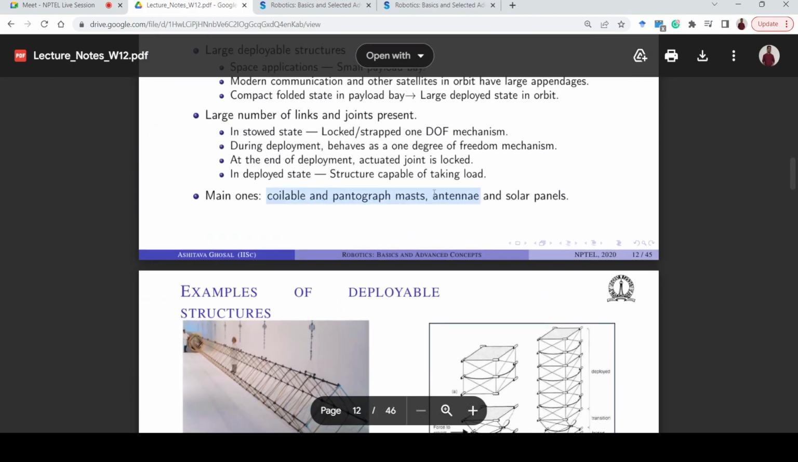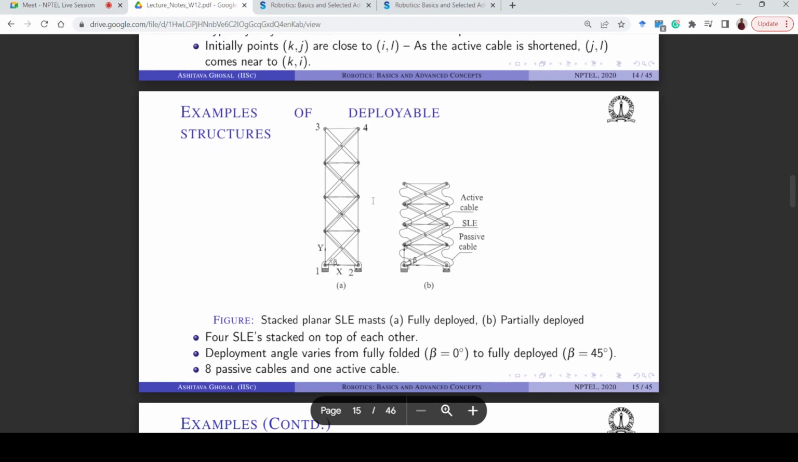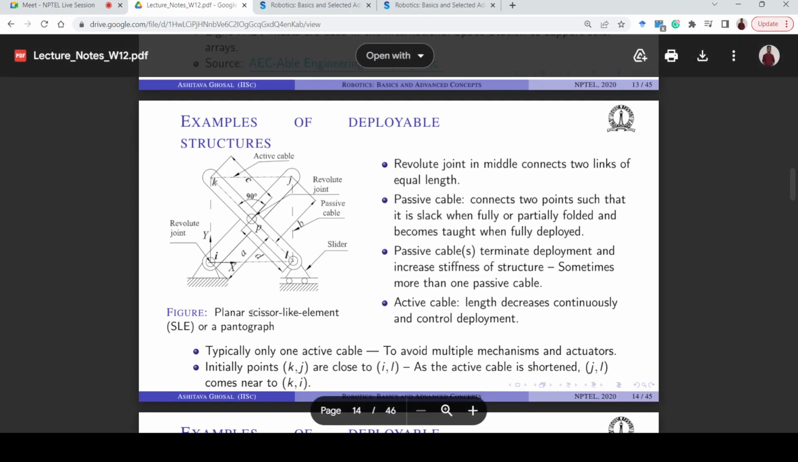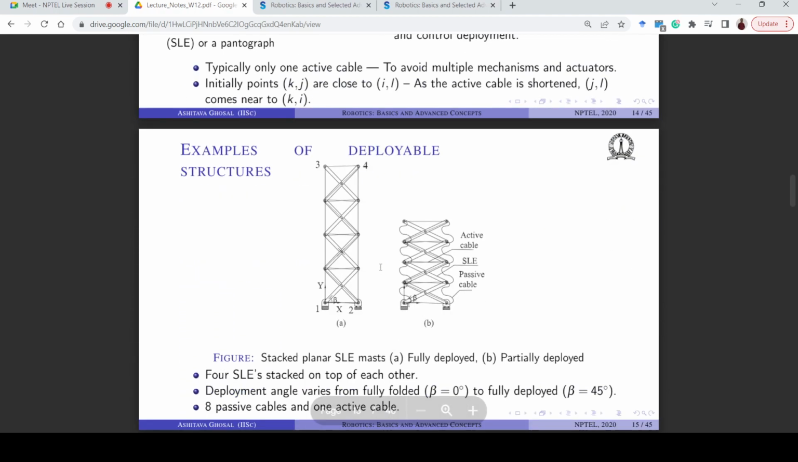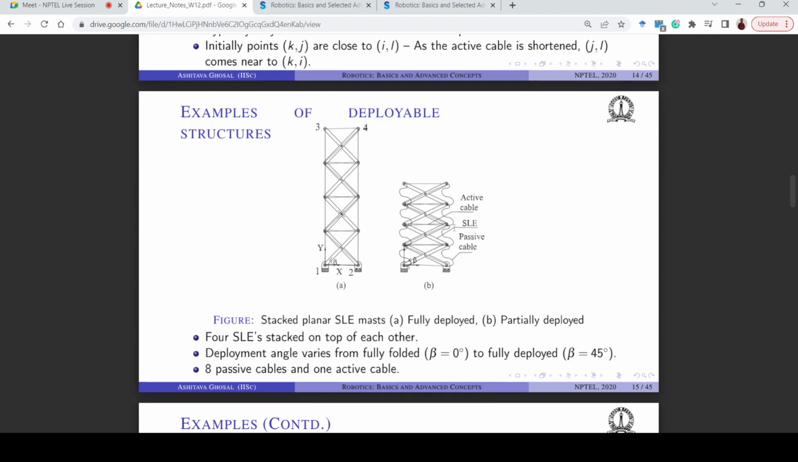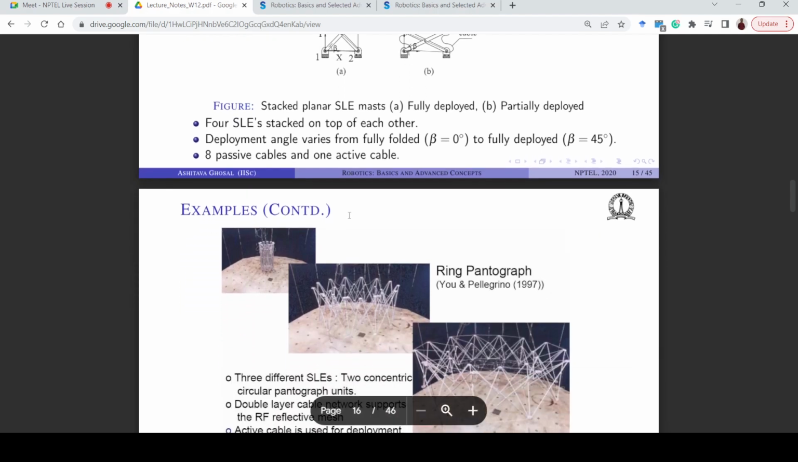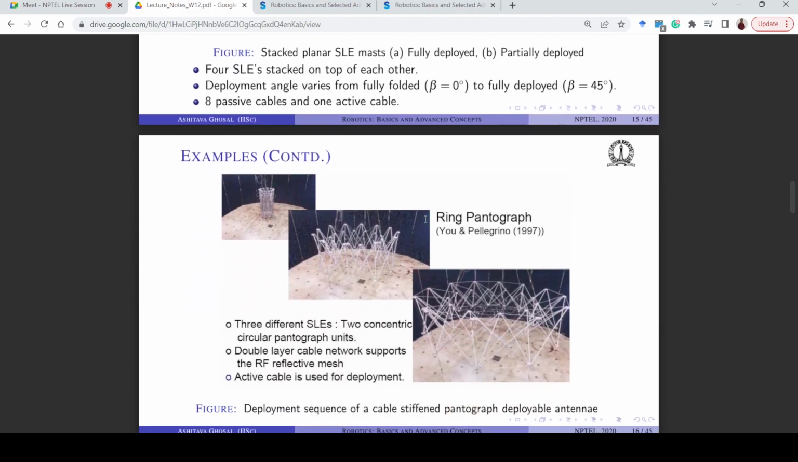So in the coilable pantograph mast mechanism, it's also called the scissor-like element. This SLE type element has been discussed in great detail in this whole week. And this shows how the threads are passed through all the joints to actually actuate it. So again, it is all using a single thread for the actuation of the complete mechanism. And then there is a ring pantograph.